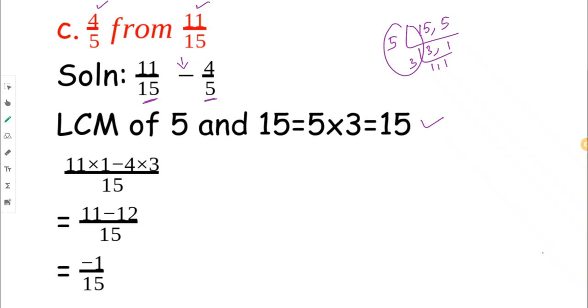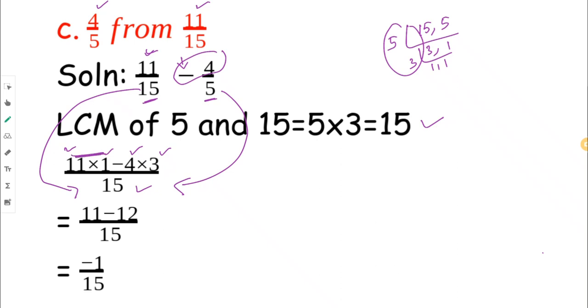Alright, so I've written it down here. And what is my first numerator? 11, right? So I've written here 11. Then 15, how many times are 15? 15 ones are 15. My second numerator is minus 4, so I've written minus 4. 5, how many times are 15? 5 3s are 15. Alright, if we're done with that, we just have to multiply. 11 ones are 11, 4 3s are 12. But remember, this minus is there. Okay, now if you look at 11 minus 12, right? Minus is bigger than the plus, so 11 minus 12 will give you minus 1, right? Minus 1 by 15.